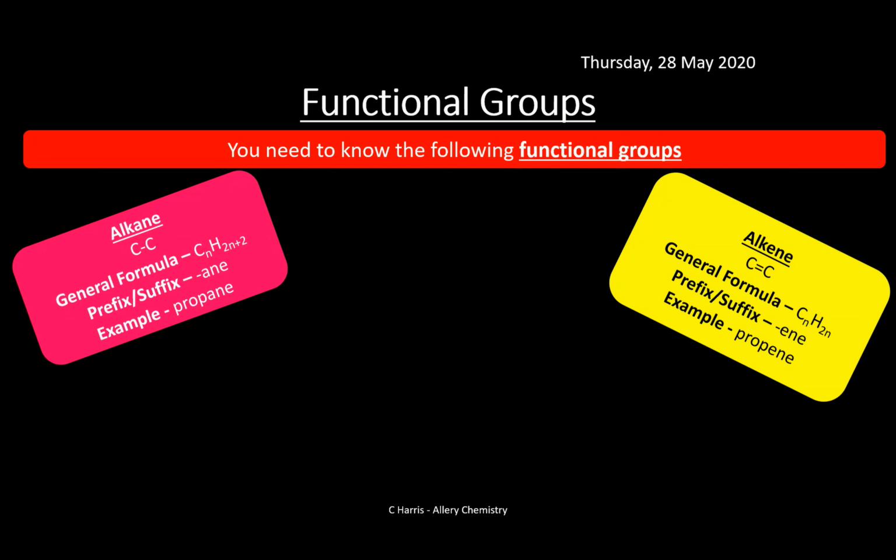Next, general formula CnH2n. The suffix is -ene, and the example is propene. So again, fairly straightforward. You would have seen that.